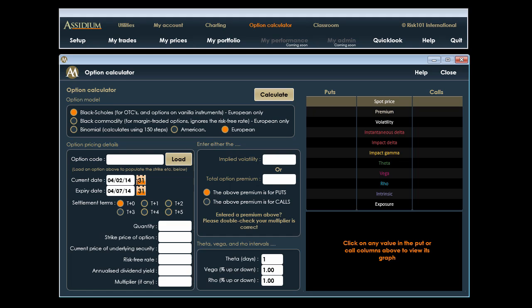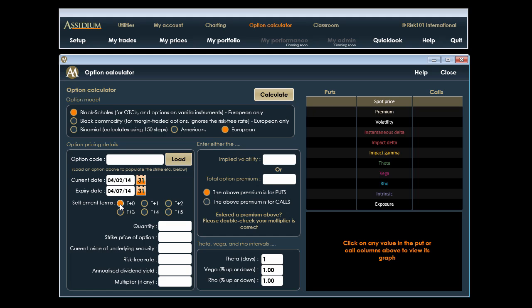Let's assume that the current date is the 4th of February 2014 and the option will expire on the 4th July. Click to define the settlement terms, which govern when the premium is settled and how many days after expiry the underlying security must be paid for if the option is exercised.